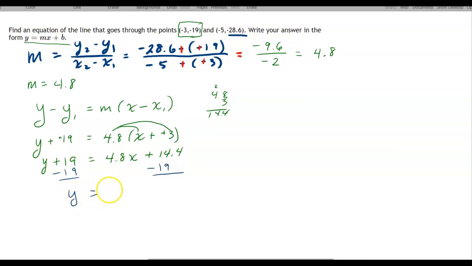And so we get y is equal to 4.8x, and 19 minus 14.4 is a negative, right? More negative than positive. That should be a negative 4.6. That is our final answer.